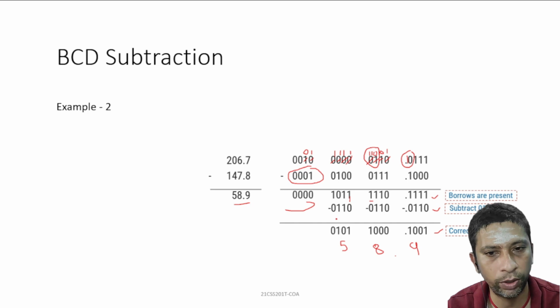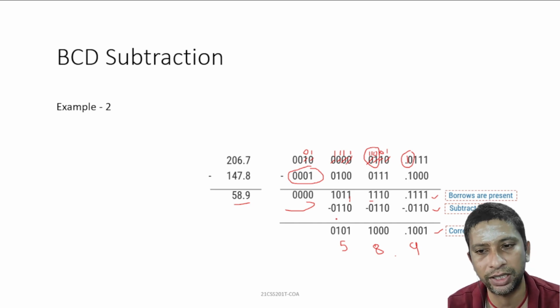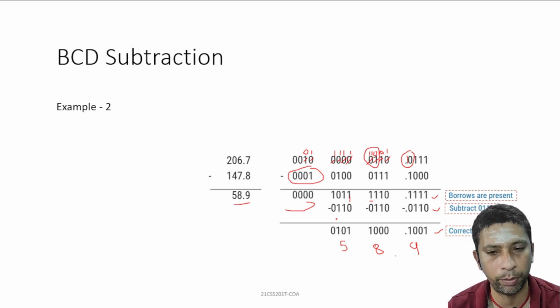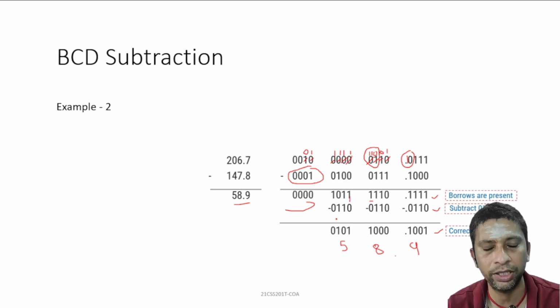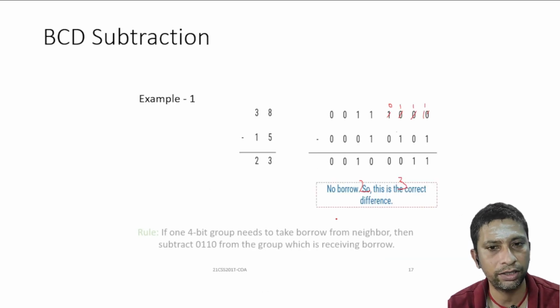Hopefully everybody understood this one. The same operation is done for BCD subtraction also. The same correction will be done with 6, same operation will be taken care of. The only difference is that in the previous case we did addition, here we will be doing the subtraction. That is about your BCD addition and subtraction.